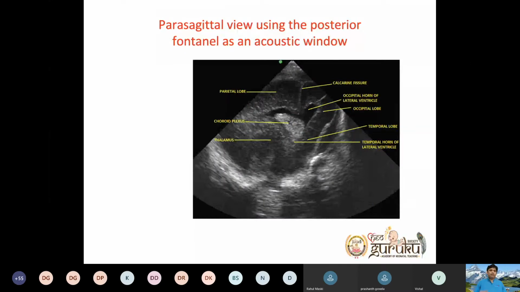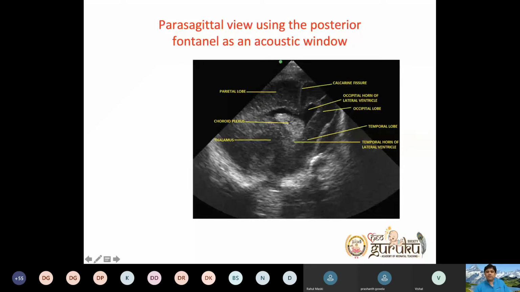Yeah, this is the slide. So you can see from top to bottom, you have the layers of skin, then the parietal cortex or parietal lobe, then the calcarine fissure, then the occipital horn, then the body and lateral ventricle, then the choroid plexus, which is bright in structure. Below, you have the temporal lobe, and if you tilt a little bit, you can see the occipital lobe also.